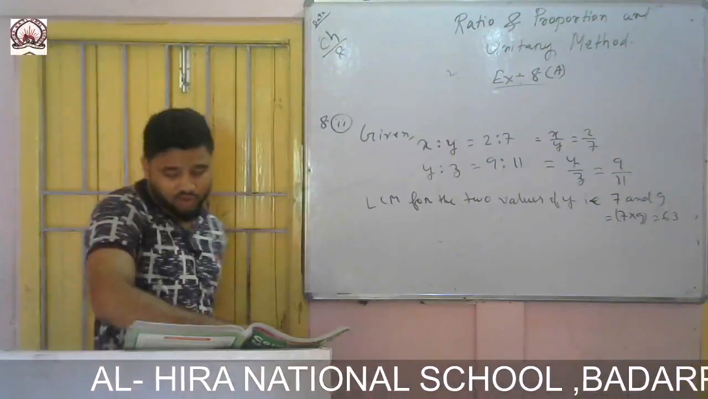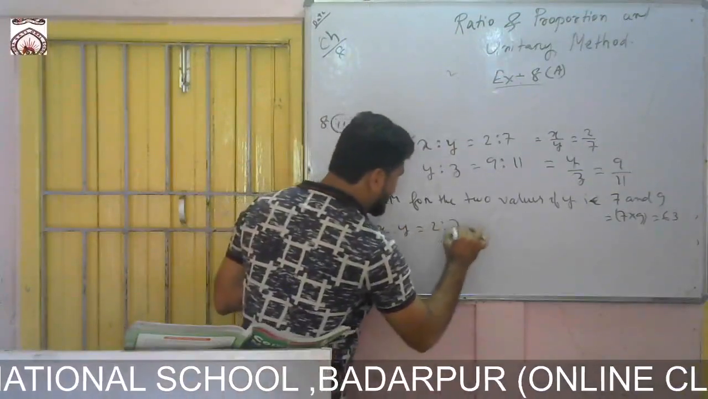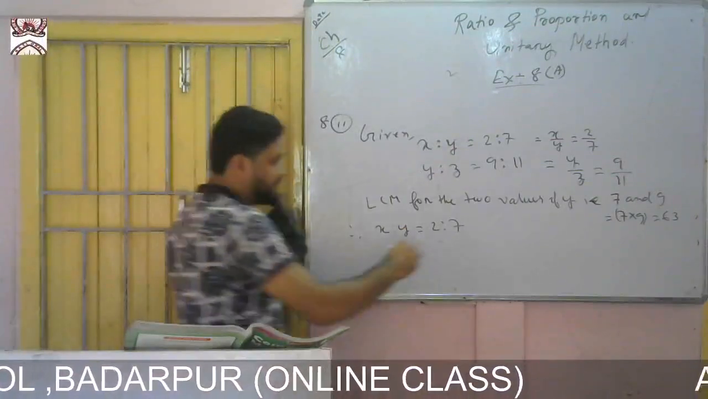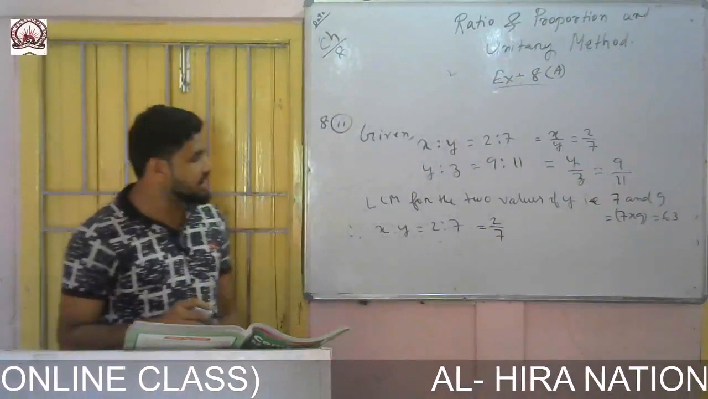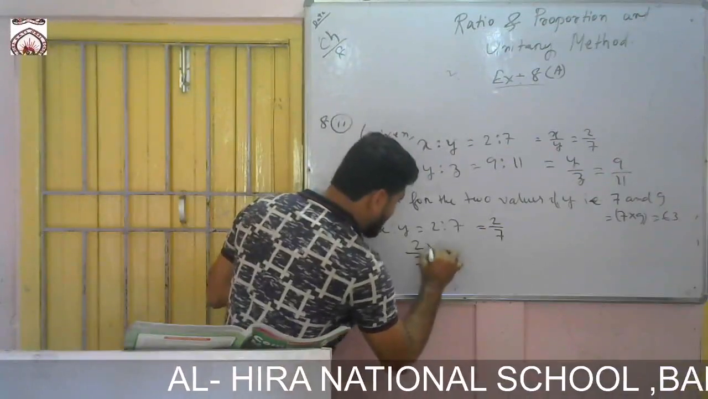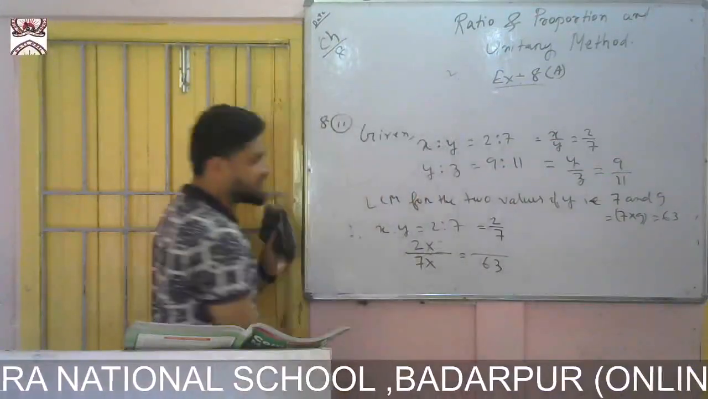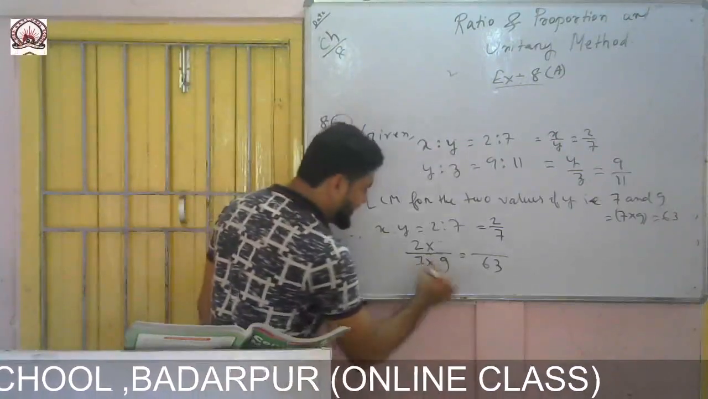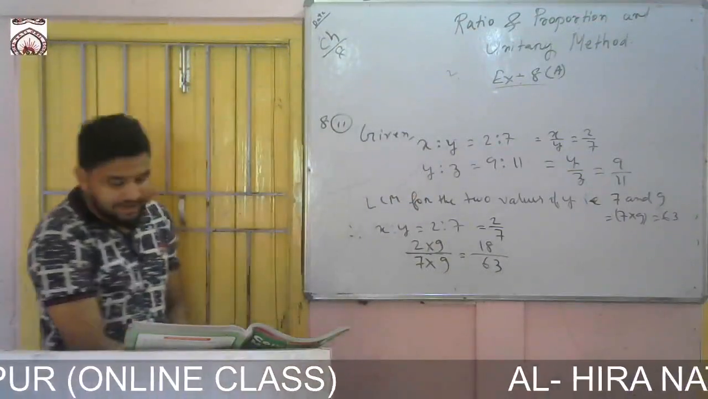Now write, therefore x is to y equals 2 is to 7, that is 2 by 7. Now this 2 by 7 I need to make the denominator 63, because of the different values of y. So 7 nines are 63, so here also 9. So 9 twos are 18.